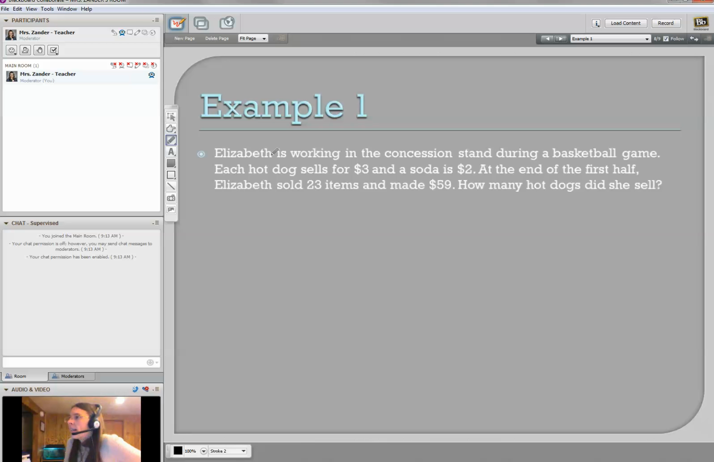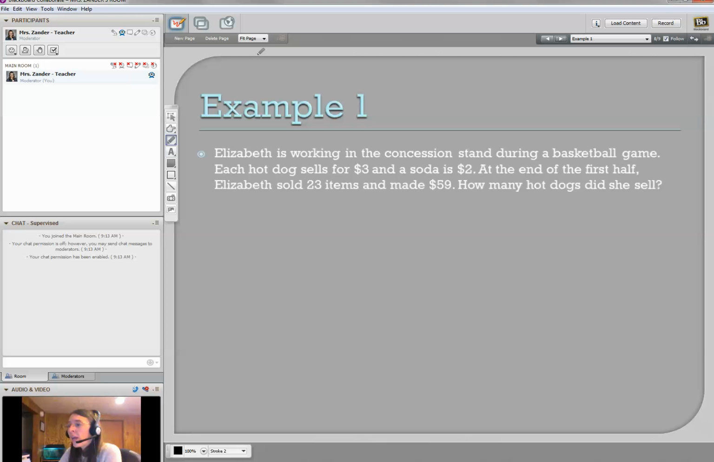All right, so let's just look at one example together here. It says, Elizabeth is working in the concession stand during a basketball game. Each hot dog sells for $3 and a soda is $2. At the end of the first half, Elizabeth sold 23 items and made $59. How many hot dogs did she sell?